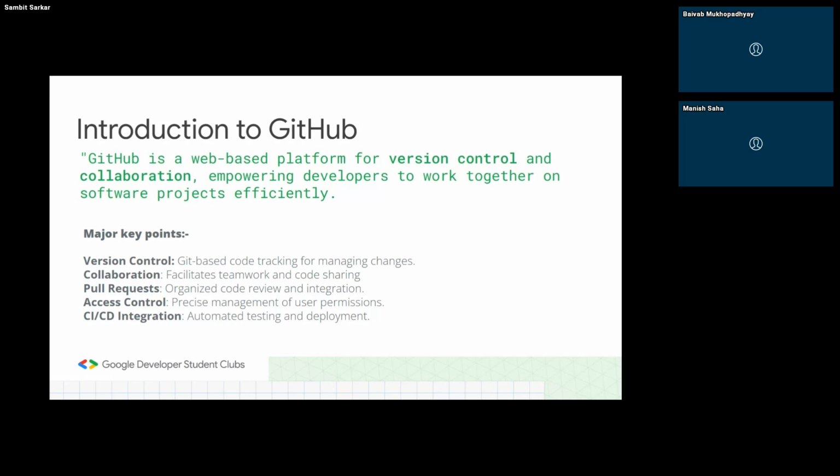So what is GitHub? GitHub is a web-based platform for version control and collaboration. I bolded two words over there: version control and collaboration. This is the core part of GitHub, that you can control the version of your software and websites.